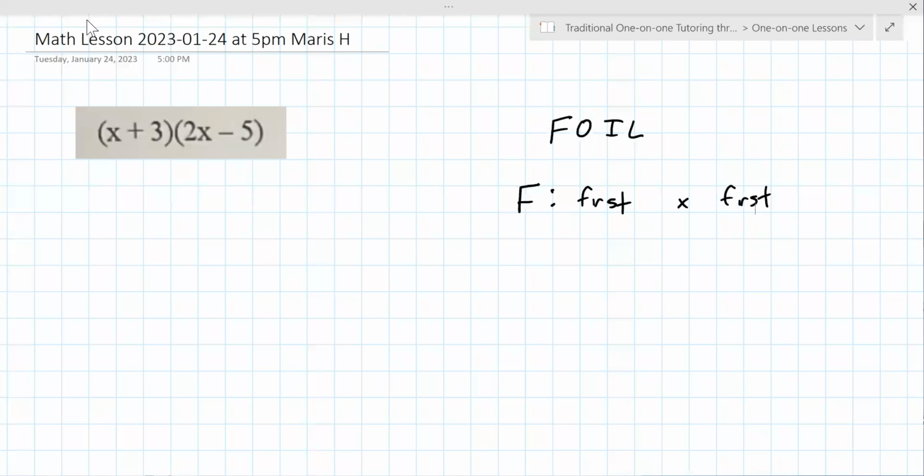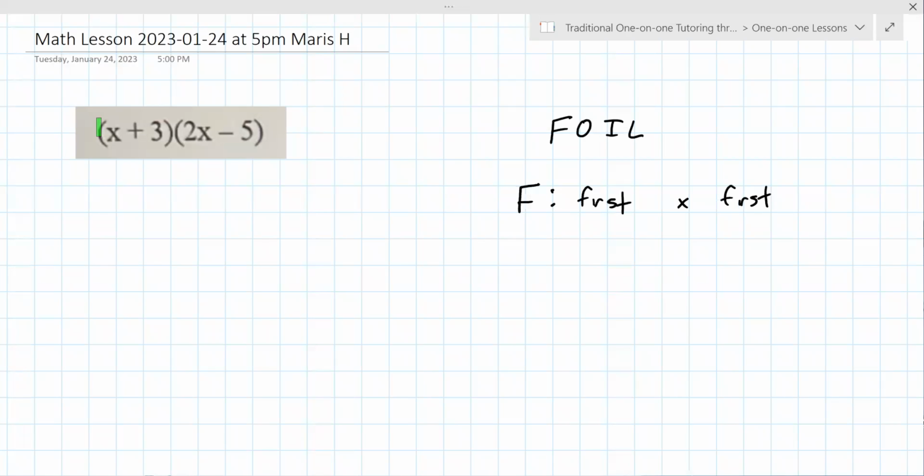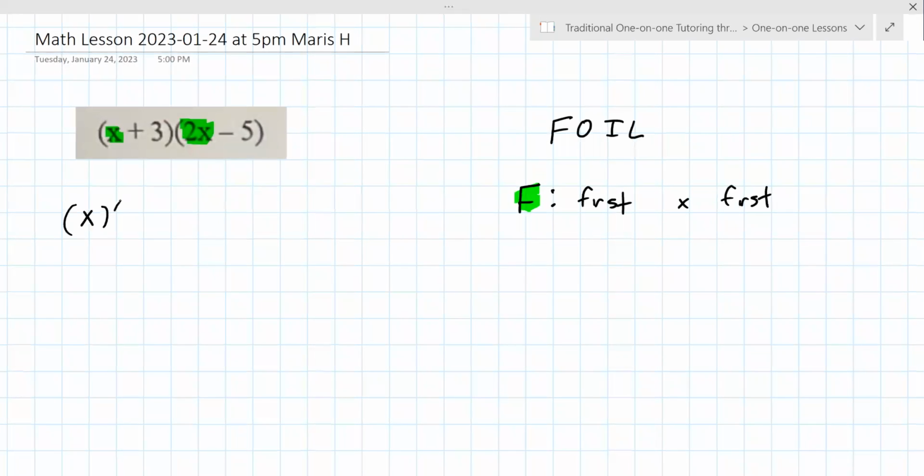Okay, so I'm going to color code these so we can make it clear. You're going to take the first term, the x, and multiply it by the other first term, the 2x. So that's what the F stands for. Can you tell me what x times 2x is? 2x squared. Because there's a power of 1 and a power of 1 there, when you multiply the x's, they are squared. You add the exponents.